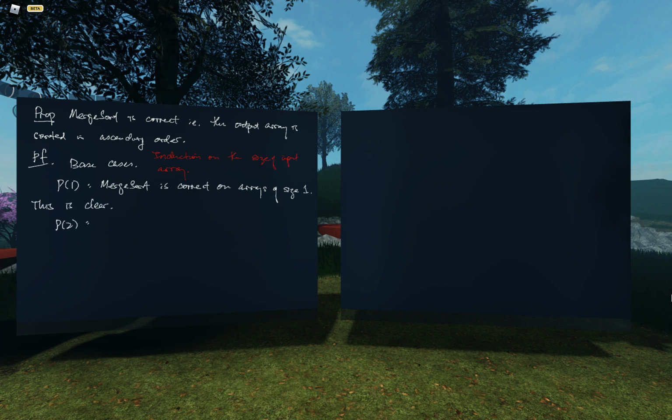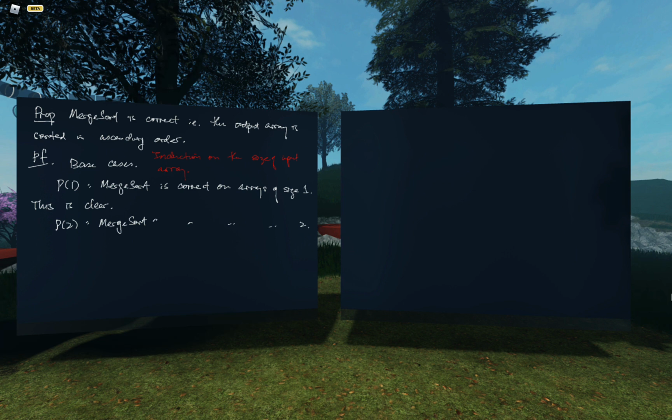P2 is slightly less clear, right? That merge sort is correct on arrays of size 2. The reason why we have to do 1 and 2 is because when we do the induction, we're going to be doing induction on arrays of size n over 2, and depending on whether it's odd or even, we're going to end up with a base case of 1 or 2, right? So that's why we're doing 1 and 2 as separate cases.